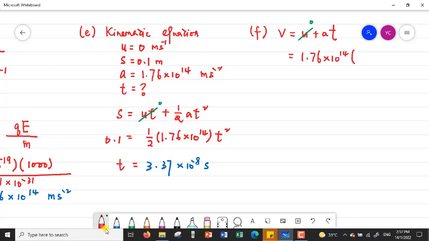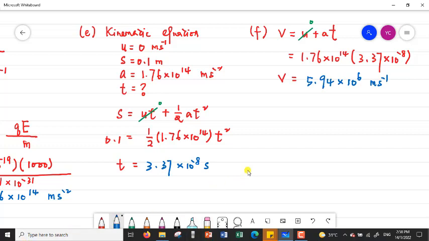The time taken to travel from point A to point B is already determined from question E, 3.37 to the power of negative 8. So you might pause the video to determine the v. If you do it correctly, you might get the v as it emerges from point B to be 5.94 to the power of 6 meter per second. Meter per second for velocity.